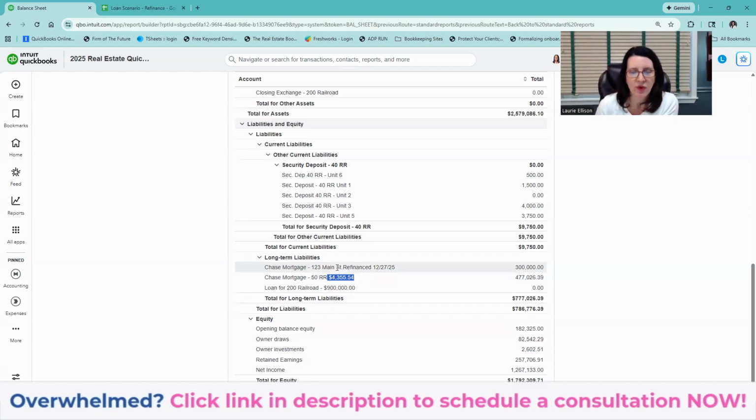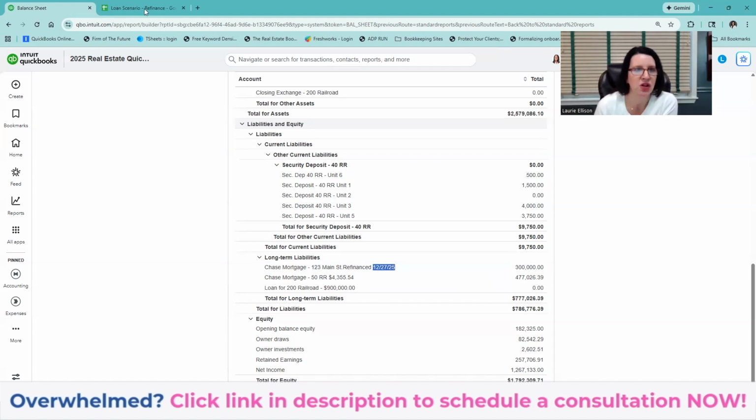So in this case, though, we are refinancing and paying off this Chase mortgage. So one thing to do, so you always know if your QuickBooks is right, is I put in here refinance 12/27. So if we're looking at this in January of 2026 and you still have a balance, then you know something's wrong.